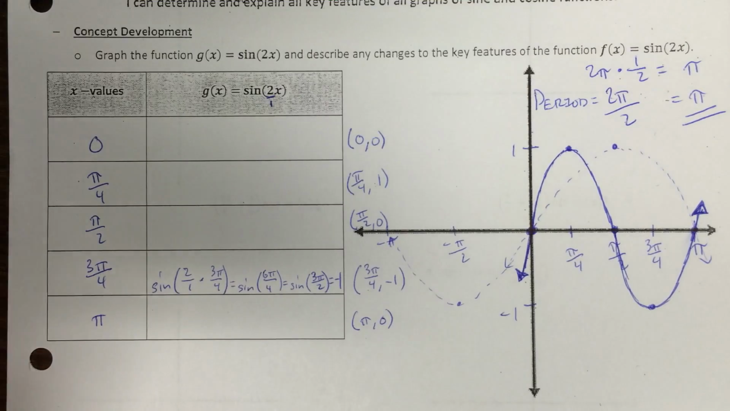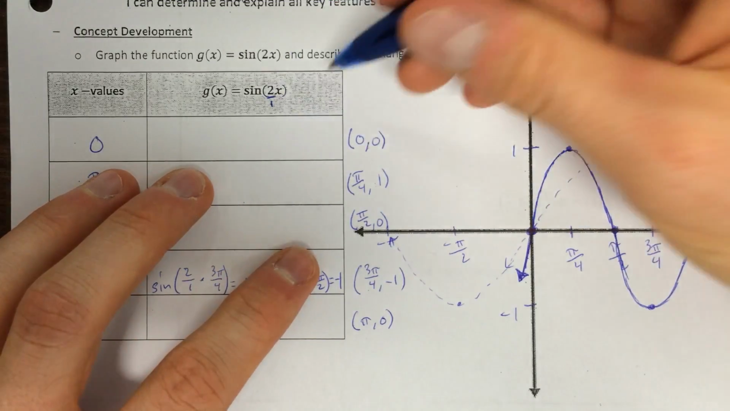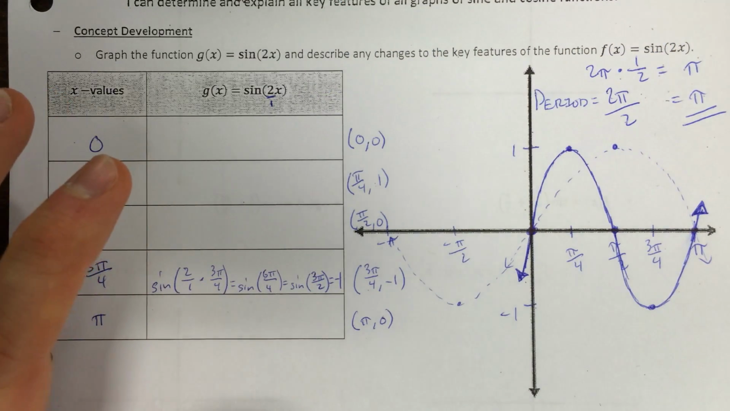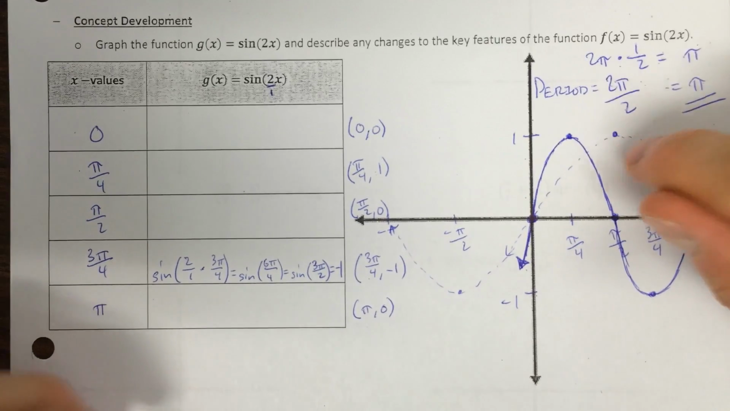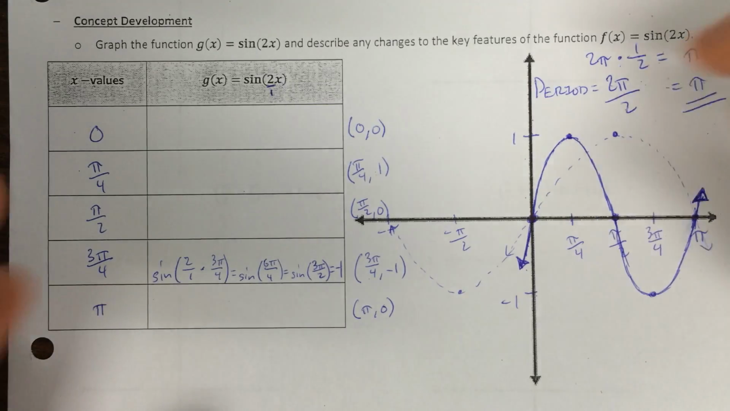Either way is fine. The reason I wrote this as a fraction is to write this as times the reciprocal. That's going to come in handy moving forward. I just want to make sure we see that. Okay. So the period change.